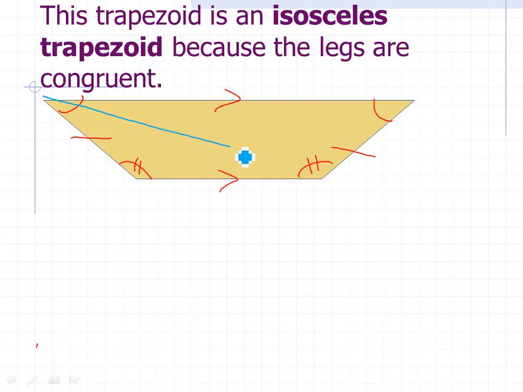If I draw in the diagonals, my diagonals might not be drawn real well. Do the diagonals bisect each other? Is the distance from here to there the same as the distance from here to there? No, so unlike a parallelogram, diagonals don't bisect each other. But what looks to be true about these two? They're the same. What looks to be true about these two? They're the same.